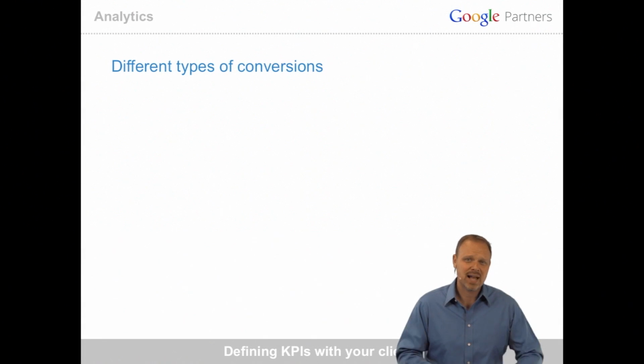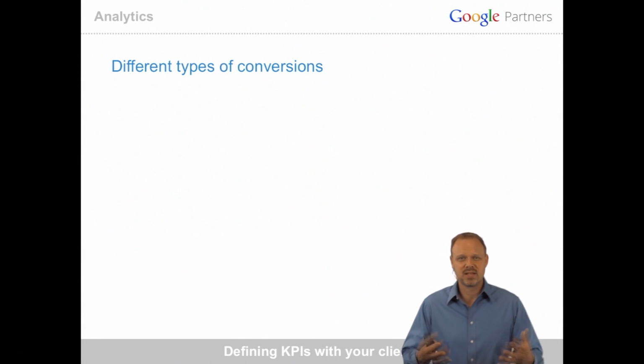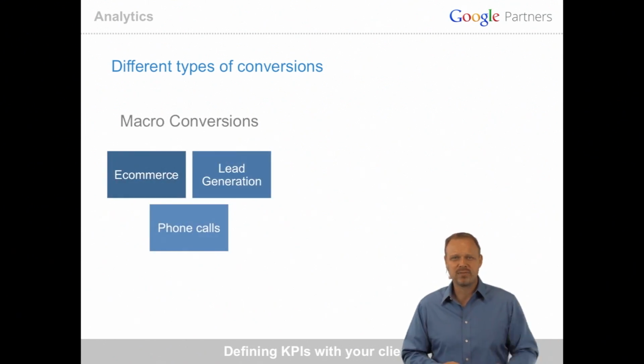So we've seen that there's lots of business objectives and there's lots of things that we can track. And the next step is to kind of break these into what we call macro and micro conversions. The macro conversions are the big ones, right? This is the thing that makes a cash register ring. It's very easy for us to tie value back to macro conversions.